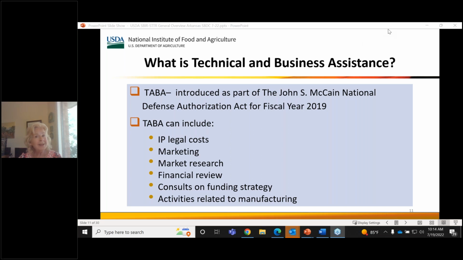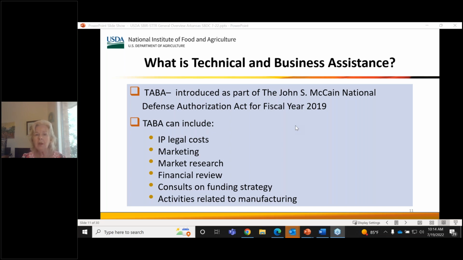So what is technical and business assistance? TABA, or TABA, however you want to pronounce it. It was introduced as part of the John S. McCain National Defense Authorization Act for fiscal year 2019. And this second bullet is a list of what TABA can include, but it can include a lot more than this. And it can be pretty individualized to the small business's needs.